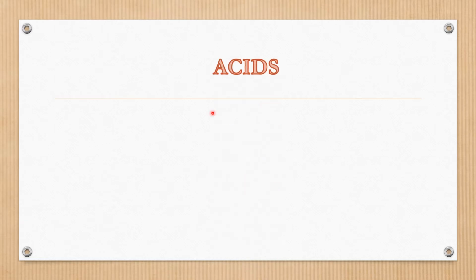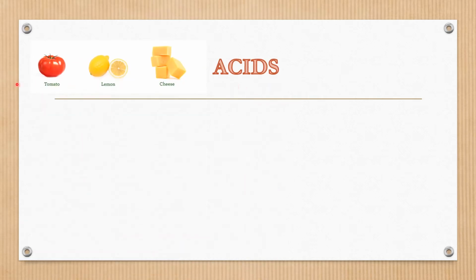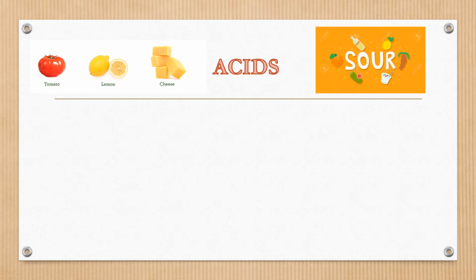The first one is acids. See this picture, the tomato, the lemon, that is the citrus fruits like lemon, orange, etc. And cheese are sour in taste, okay? And acid comes from the Latin word acidus, meaning sour, okay? The sour tasting things have similar chemical properties, okay?